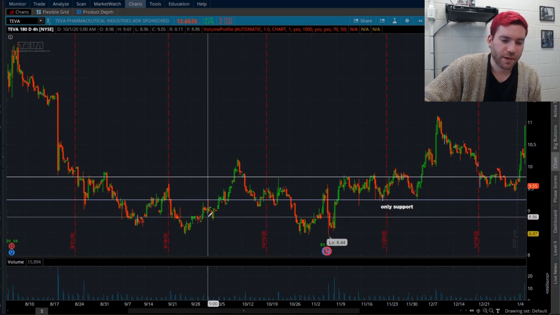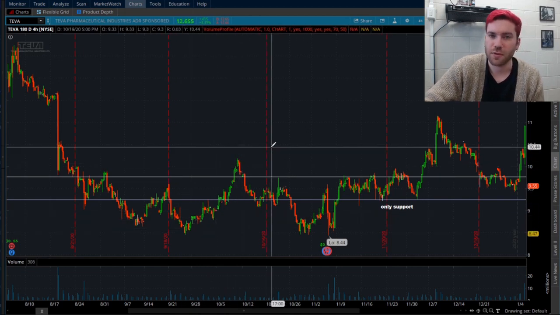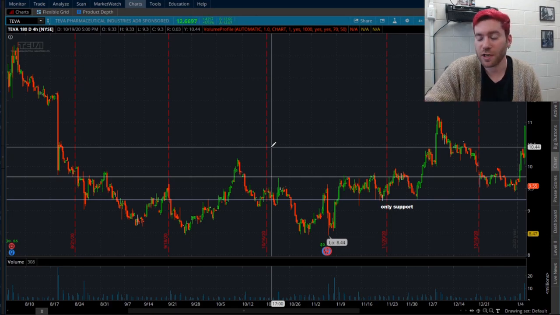That way if you see it coming up, you're like, yeah, I'm not worried about it, and it keeps going through. So a small thing, if you see a line only acting as a support or a resistance, it's always smart to label that so you don't get confused.